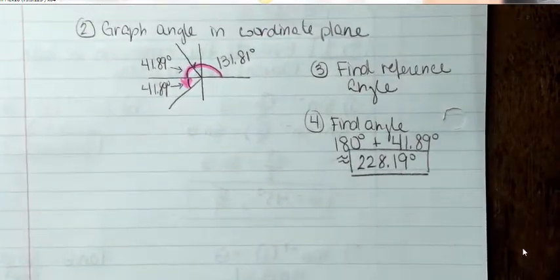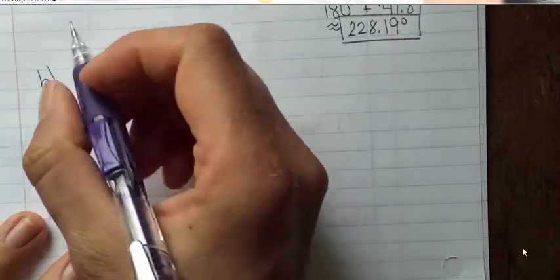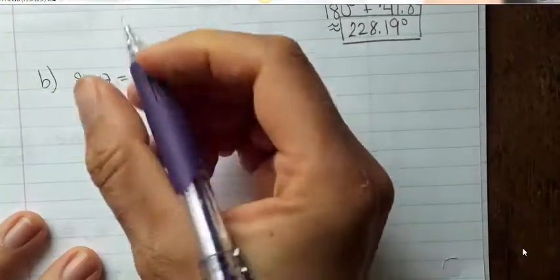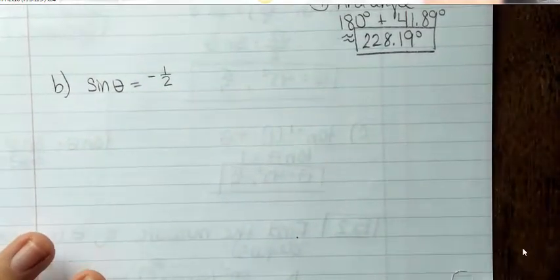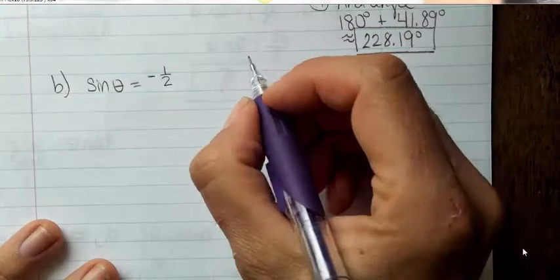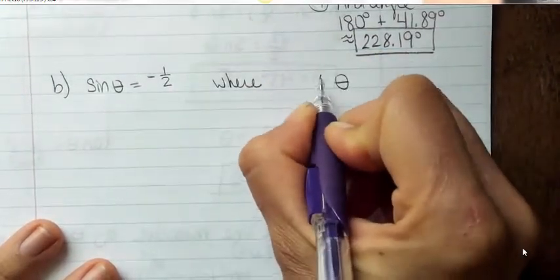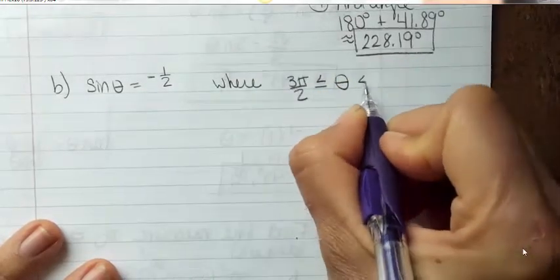Okay, let's try that again. So let's do the same thing. Actually, this one will probably be way easier. So we're going to do the same directions, and we're going to solve sine of theta equals negative 1/2, where theta is in between 3 pi over 2 and 2 pi.